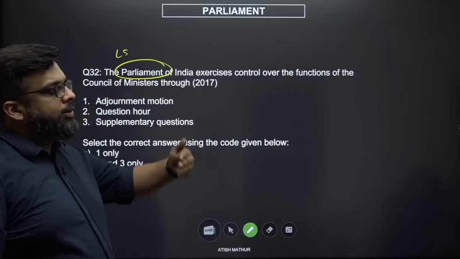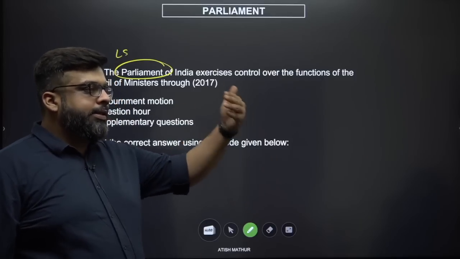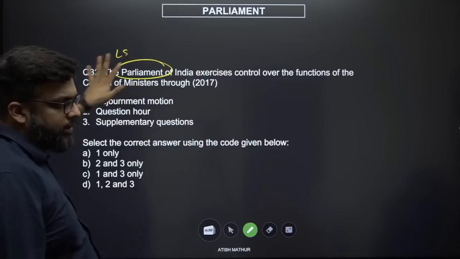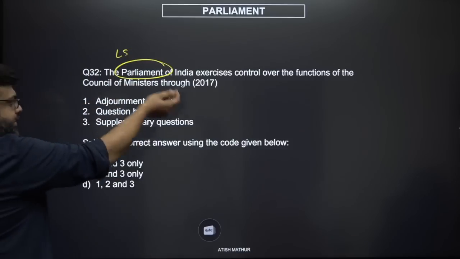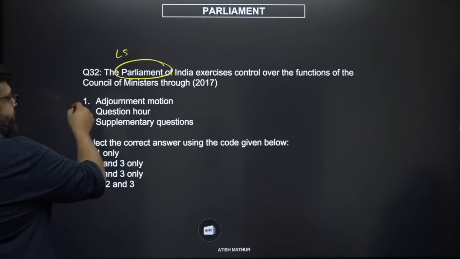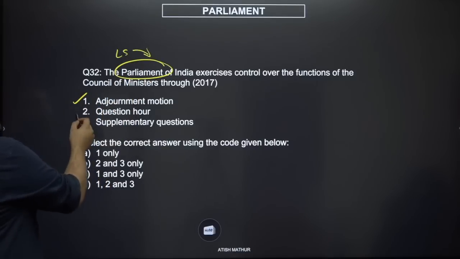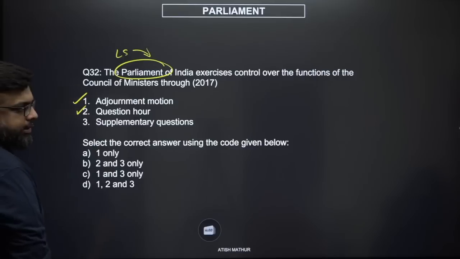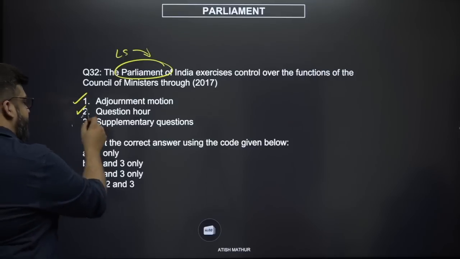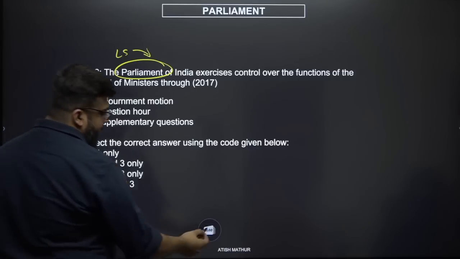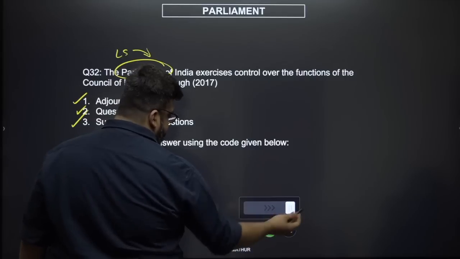So when you are stopping the government from discussing the agenda that they had set on the floor of the House through an adjournment motion, that definitely is a check and balance on the ministers. The Lok Sabha is a part of the Parliament. When you're questioning ministers for decisions and policies, when you're following up with questions, the answer is D, 1, 2 and 3. This is a very, very simple question. You don't have to think twice about this.